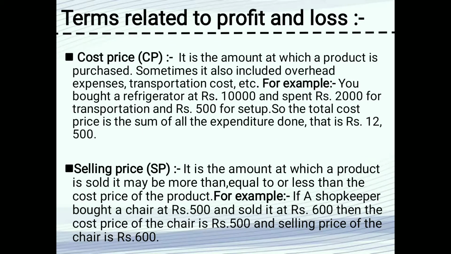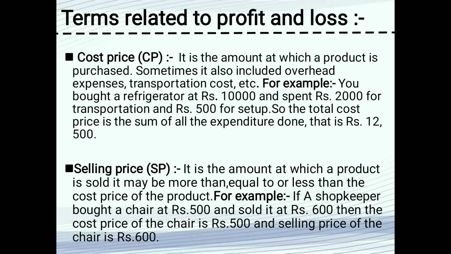Now, terms related to profit and loss. Every product has a cost price and selling price. Based on the value of these prices, we can calculate the profit gained or loss incurred for particular products. So first, cost price. It is the amount at which a product is purchased. Sometimes it also includes overhead expenses, transportation costs, etc. For example, you bought a refrigerator at rupees 10,000 and spent rupees 2,000 for transportation and 500 for setup. So the total cost price is the sum of all the expenditure, that is rupees 12,500.